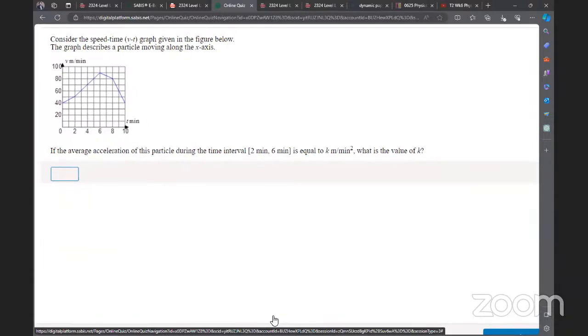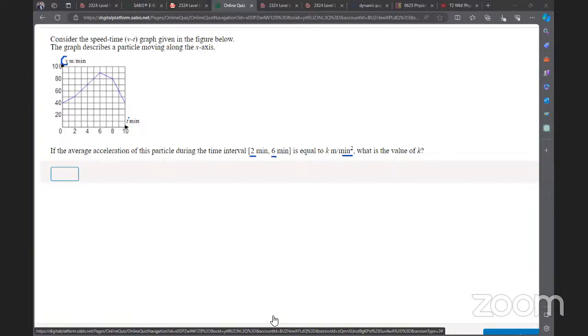Yeah, thank you. If the average acceleration of this particle during the time interval 2 minutes to 6 minutes is equal to k meters per minute squared. Okay, so he's focusing on minutes. The average acceleration, first thing, what is this graph about? This graph is about velocity and time. Okay, so to get the average acceleration, you will do slope.